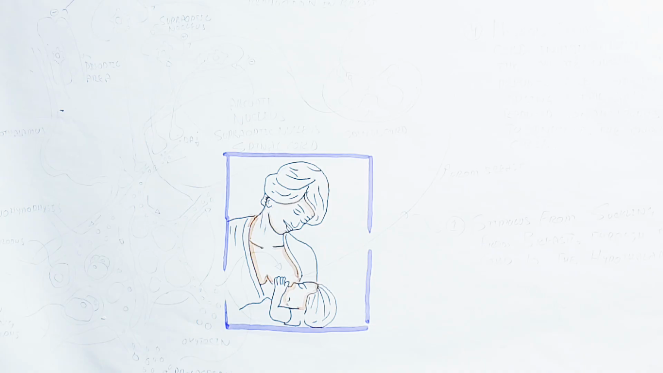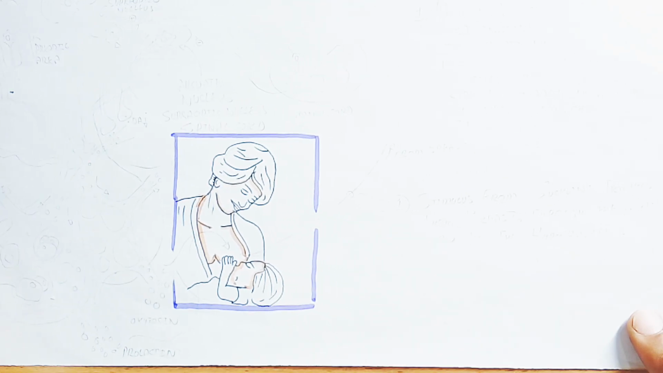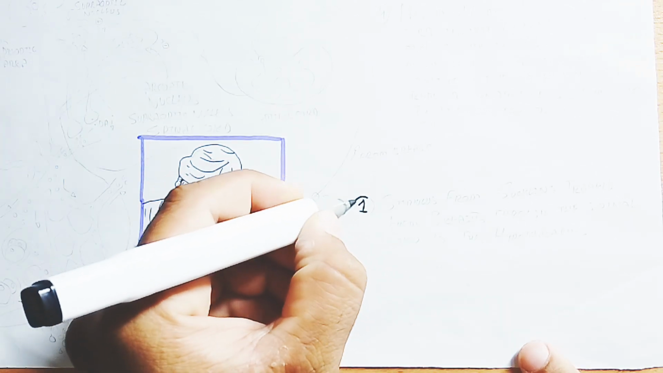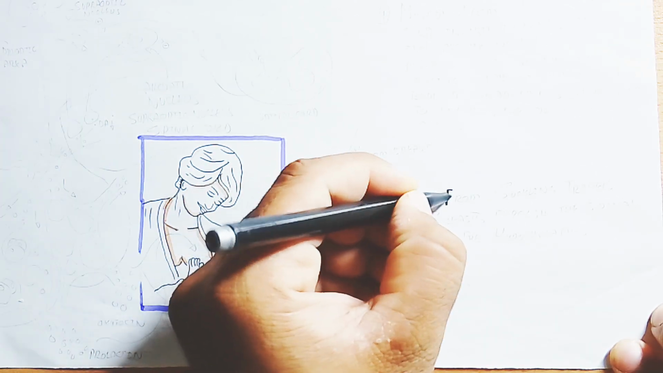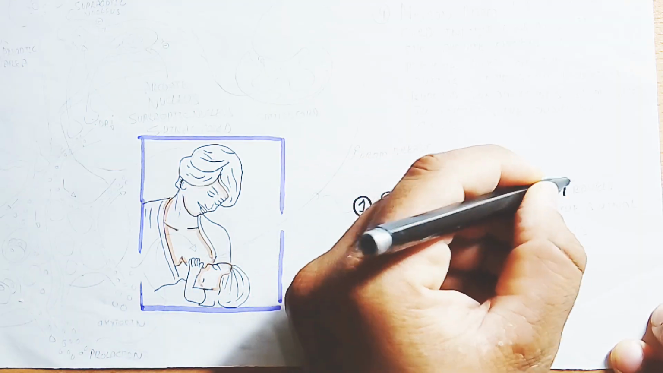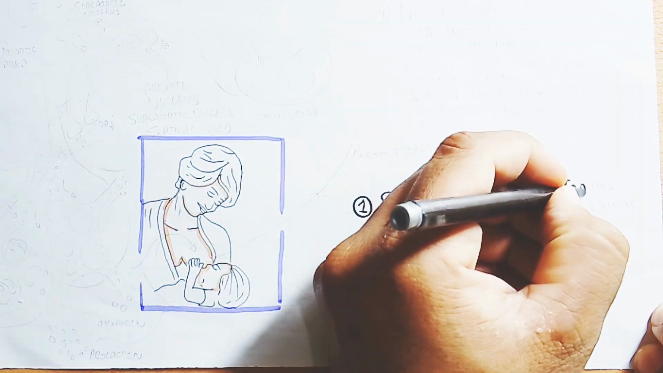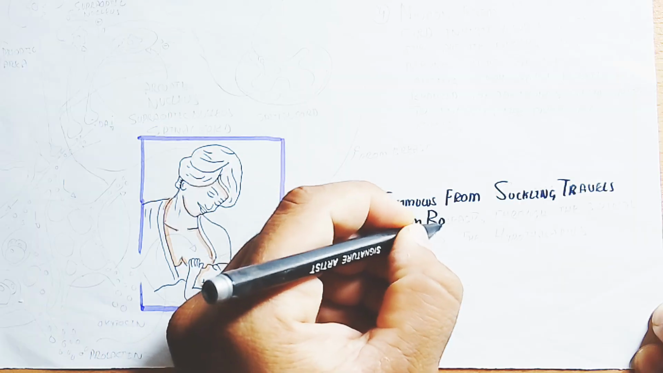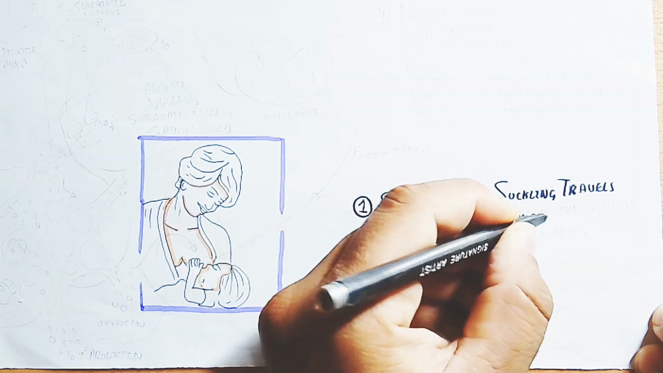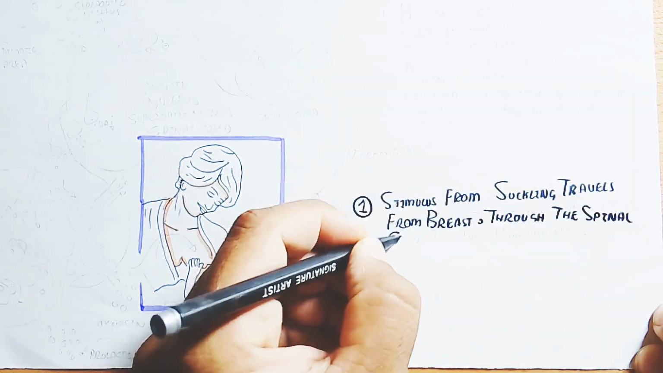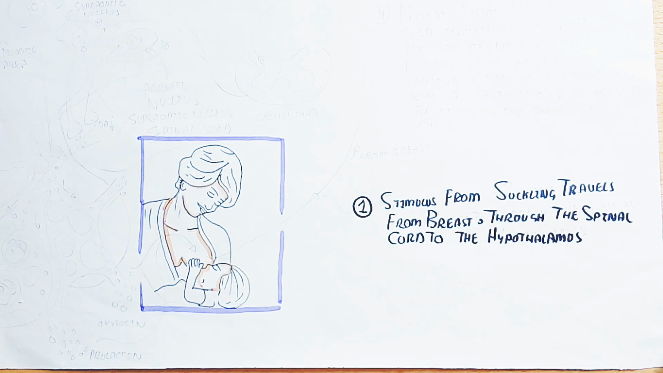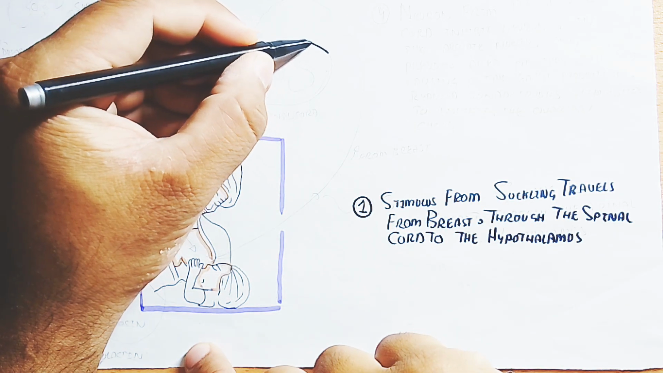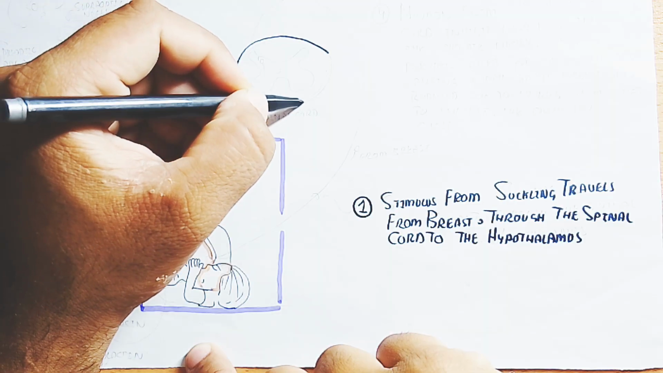The stimulus from the suckling travels from the breast through the spinal cord to the hypothalamus. The whole physiology is very complex, so I will try to explain it very easily. Let's understand that. The female basically contains a mammary gland, so whenever the baby stimulates the mammary gland, number one is the stimulus from suckling travelling from the breast through the spinal cord to the hypothalamus.